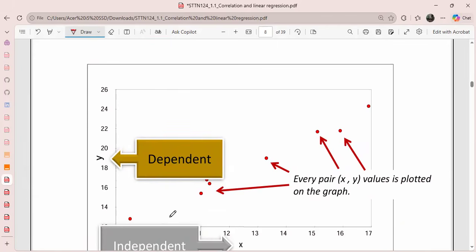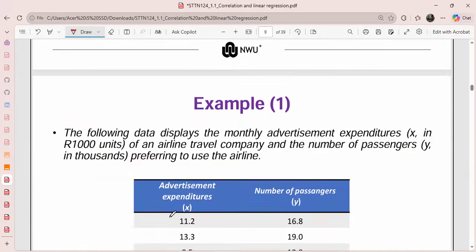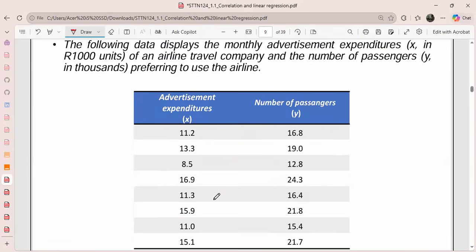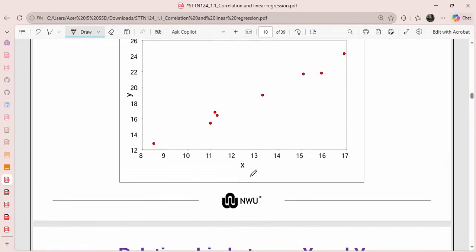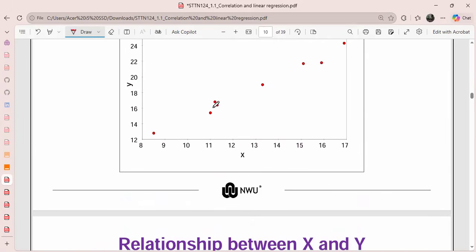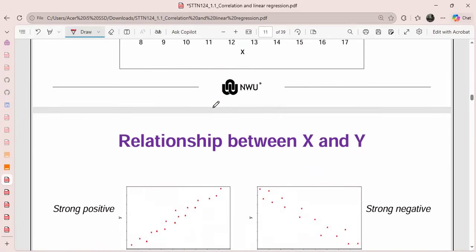That's why I said that with 1.1, this slide is basically the things that you did in the STTN 111 module. So this is just an example. We are given the x and the y, and then you are supposed to draw the scatter plot.